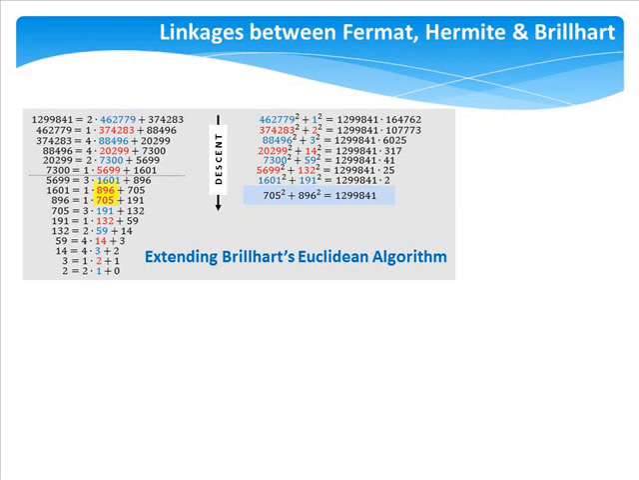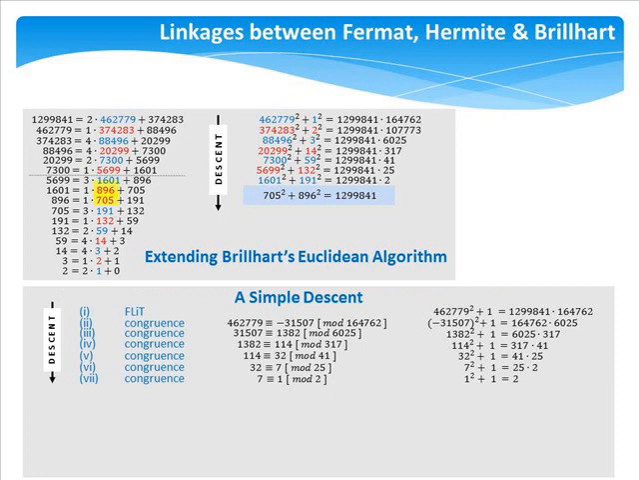The interesting thing now is to compare that with a simple descent method. In the simple descent method, the infinite descent is done instead with square plus 1 values, such as 31,507 squared plus 1, 1,382 squared plus 1, etc. But the quotients are the same, but 1, as in the descent in Brillhart's Euclidean algorithm: 164,762, 6,025, 317, 41, 25, and 2.